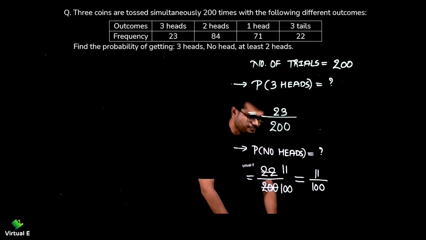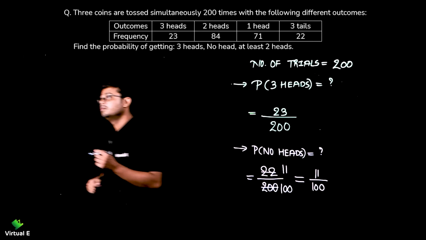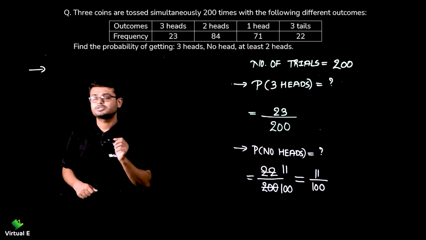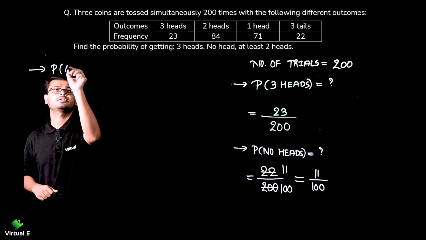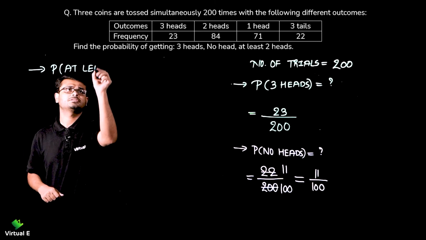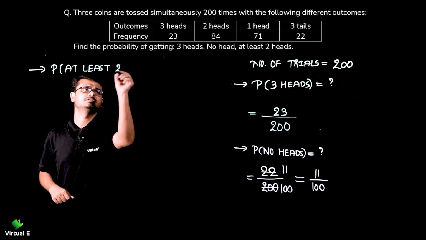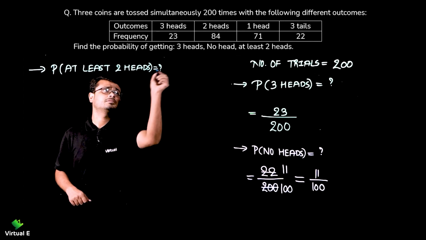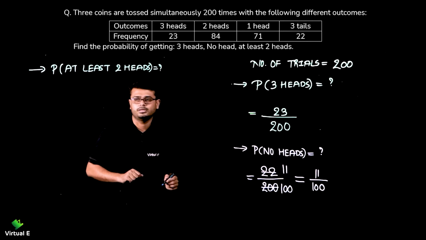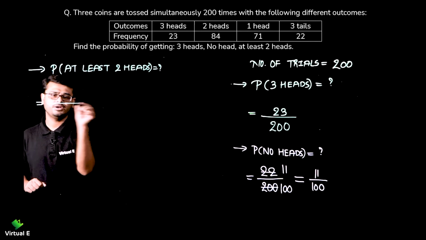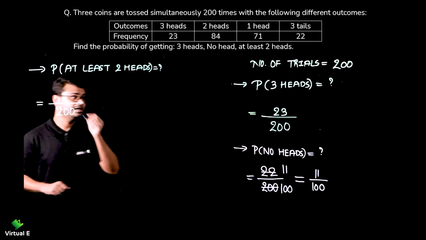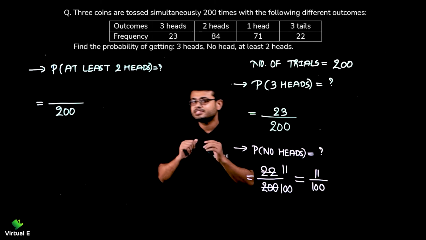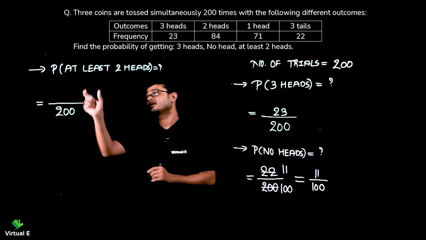And the last one: probability of getting at least 2 heads. Let's write at least 2 heads. Very interesting question over here. Why can we not directly take the 84? Let's understand the reason behind that. Because of the word at least.